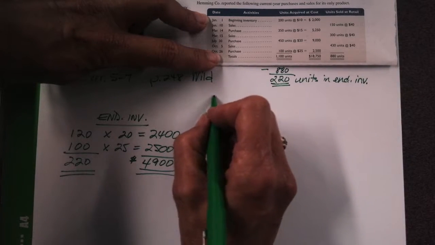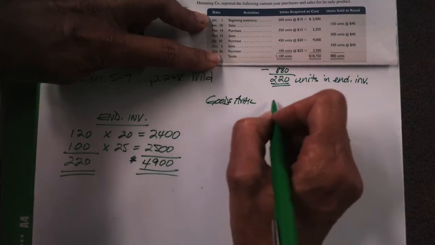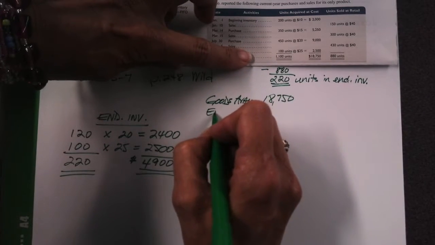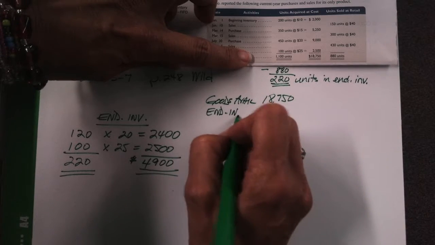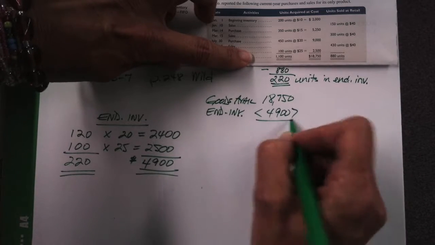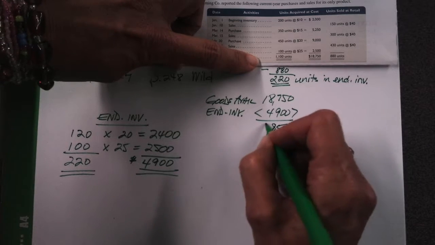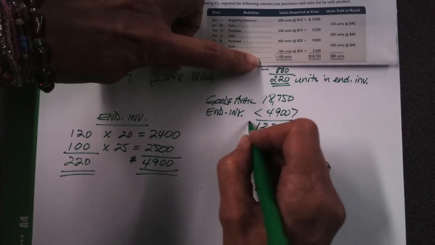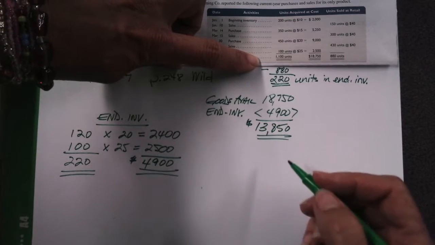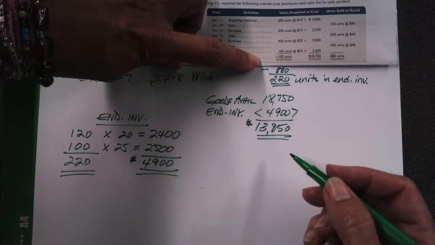Beginning inventory plus purchases gets us to goods available for sale. Okay, so goods available for sale, which I will just call goods available, is $18,750. Our ending inventory, we just found out, is $4,900. So apparently we sold $13,850 worth of inventory. Let's test that by directly costing cost of goods sold.